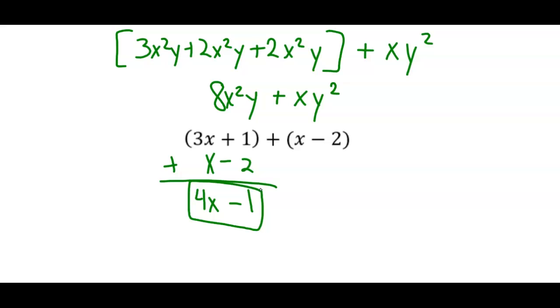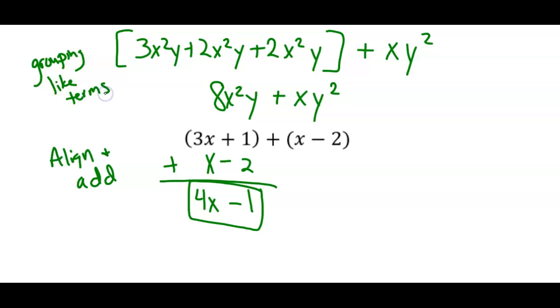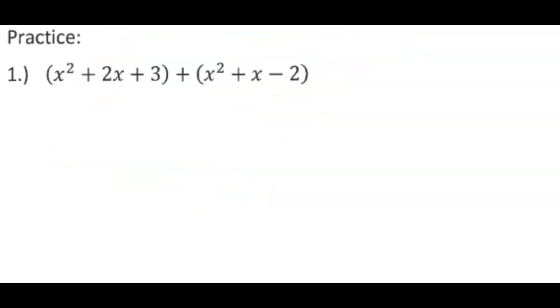Okay? So, two different methods. This is align and add. And then this is by grouping like terms. All right. So, what I would like you to do, you may pick either method. I don't care which method you do. Align and add, or group by term, and then add them together.